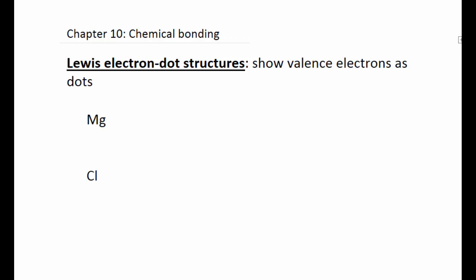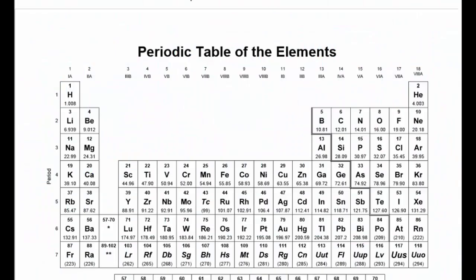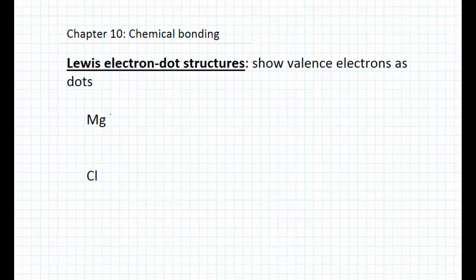Even just for individual atoms, we can draw Lewis electron dot structures, whether it's metals or nonmetals or anything, as long as we just draw dots for those valence electrons. So here's a magnesium. Here's our periodic table there. How many dots should I draw on that magnesium? Right there. Okay. So let's give it 2 dots.